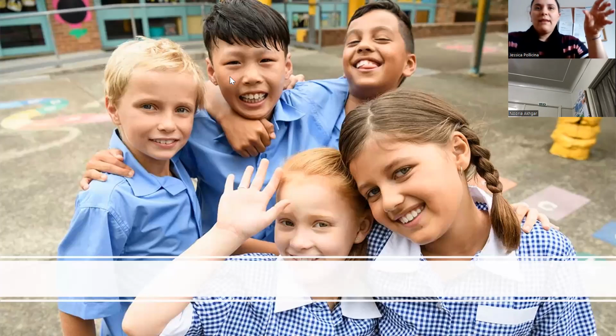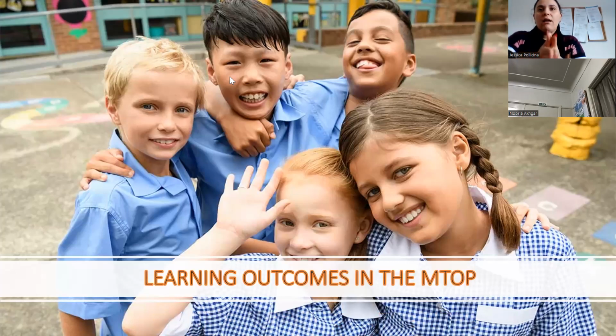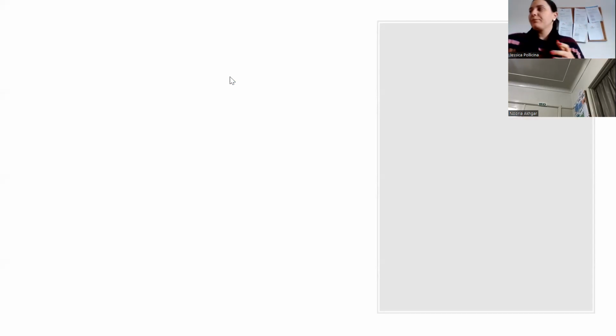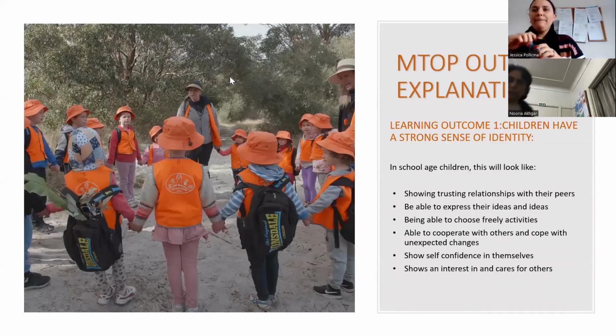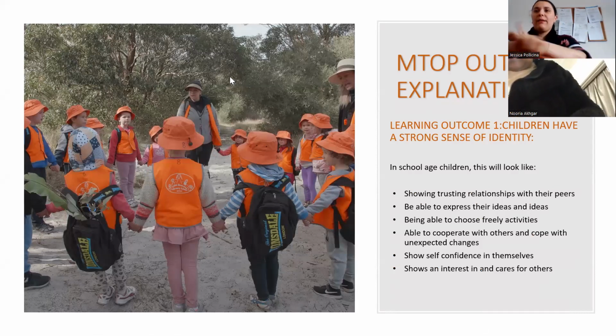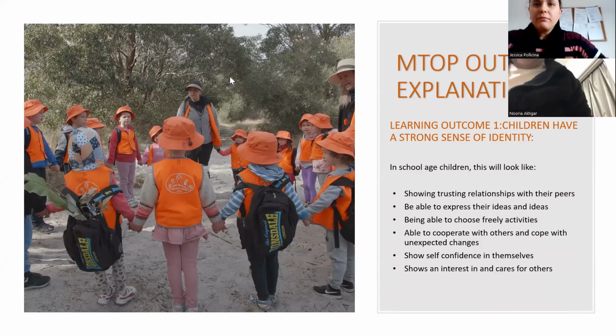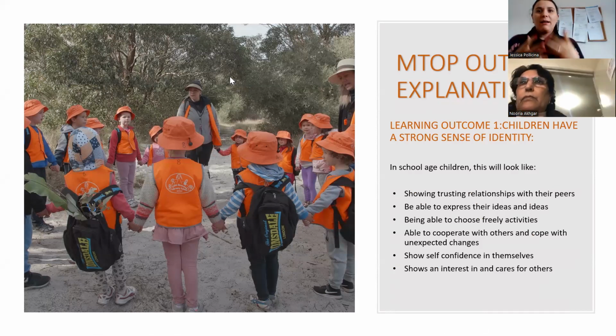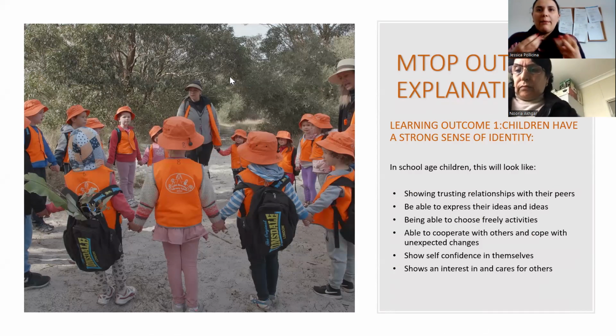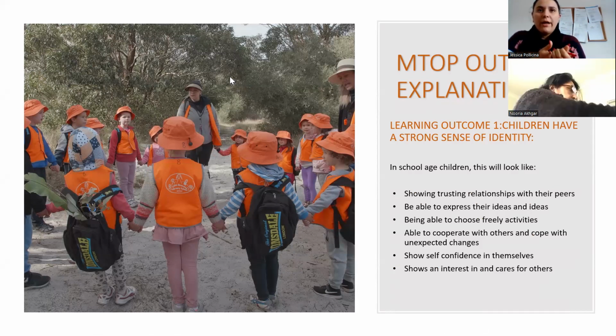Okay, so that was the outcomes for your early years learning framework. So remember, birth to 5 years, and now you've got your learning outcomes in your My Time, Our Place, so 6 to 12 years, so your school age children. Okay, so your My Time, Our Place explanation. Again, you're using the same outcomes, except these outcomes are obviously going to be a little bit more elaborate and complex because now you're looking at your school age children.